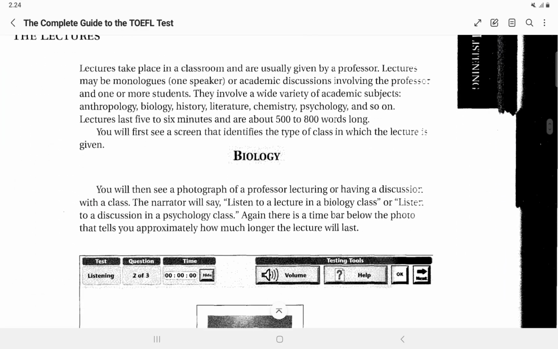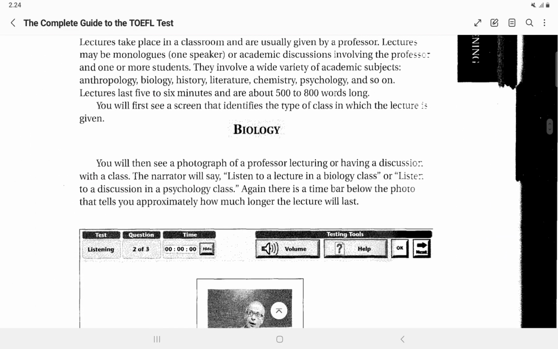The lectures. Lectures take place in a classroom and are usually given by a professor. Lectures may be monologues, one speaker, or academic discussions involving the professor and one or more students. They involve a wide variety of academic subjects: anthropology, biology, history, literature, chemistry, psychology, and so on.